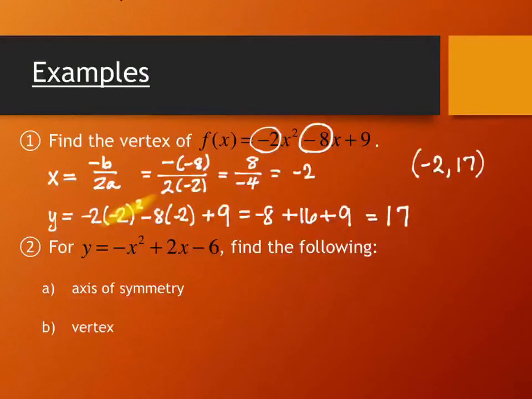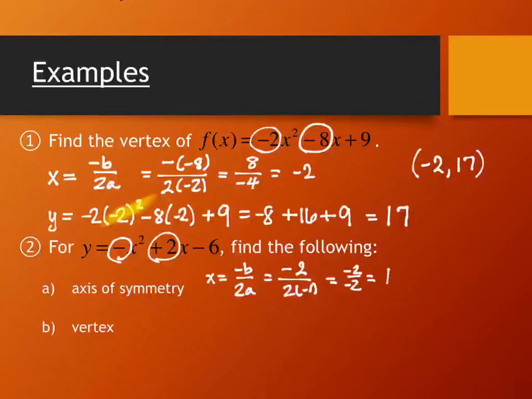So axis of symmetry, we've already done that once, so we'll have negative b. Let me write down x equals negative b over 2a. My b value is 2, so it's negative 2 over 2 times a, and a is actually negative 1. So negative 2 on top, negative 2 on bottom gives me 1. Okay, is that good?